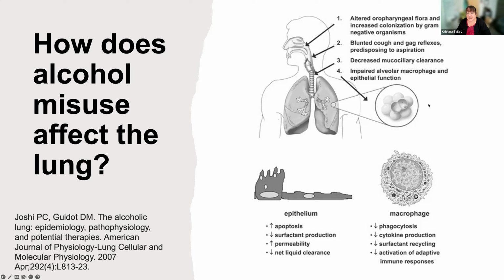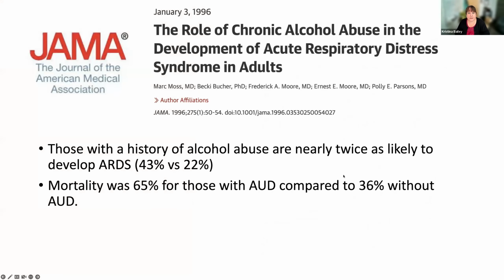And in addition, we also have dysfunction of the alveolar macrophages and both the airway and the alveolar epithelium. And so you have breakdowns in several layers of the lung. And we have also known for quite some time that chronic alcohol abuse predisposes people to ARDS. And you can tell that that would be very important in COVID, because ARDS was a defining factor in severe COVID.